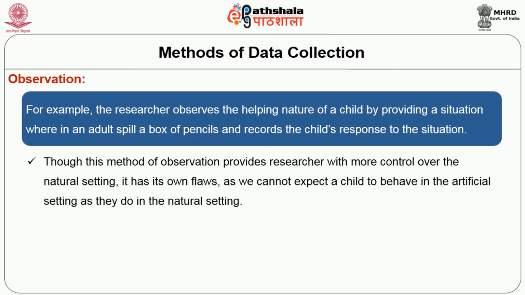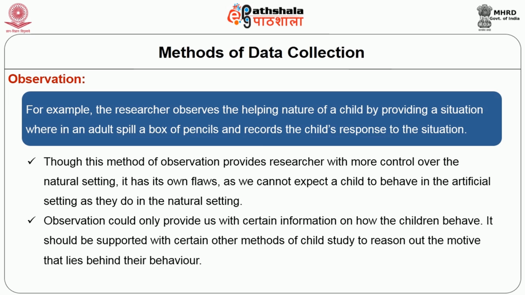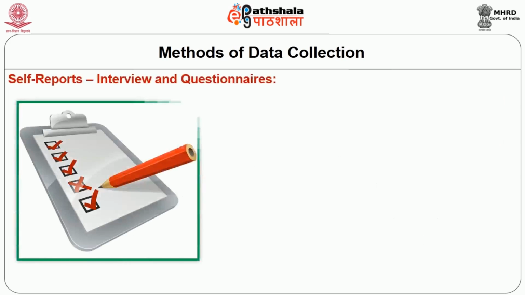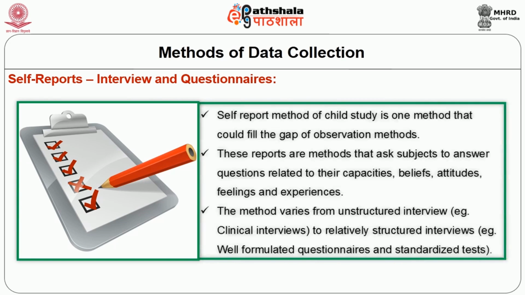Though this method of observation provides the researcher with more control over the natural setting, again it has its own flaws, as we cannot expect a child to behave in an artificial setting as they do in the natural setting. Hence, observation could only provide us with certain information on how the children behave. It should be supported with certain other methods of child study to reason out the motive that lies behind their behavior, for which self-report in the form of interviews and questionnaires takes its position.